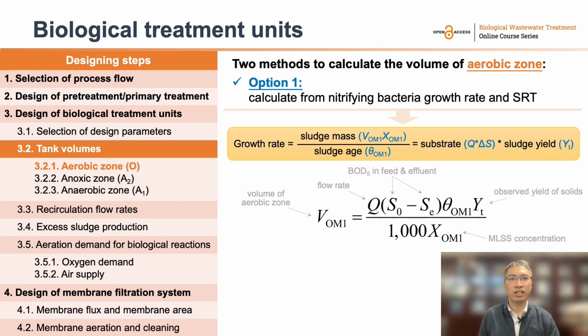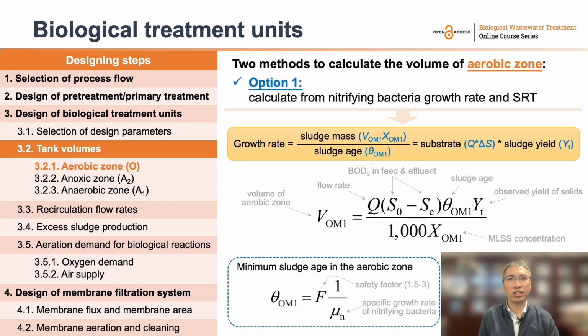YT is the observed yield of solids per unit BOD, which is considered to be slightly lower than that of CAS because of the longer SRT and the smaller sludge loading rate that facilitate endogenous decay. Theta is the minimum sludge age in the aerobic zone, which can be estimated as the reciprocal of the specific growth rate of nitrifying bacteria, multiplied by a safety factor F with a value of 1.523.